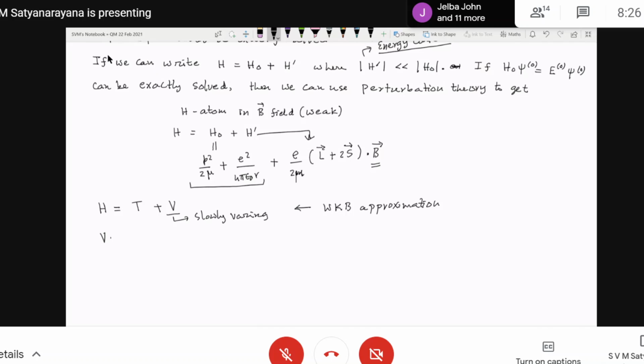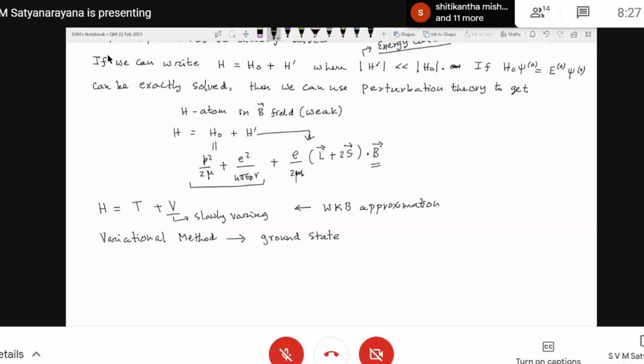So the variational method is, in that sense, a little more general, but you can only use it for determining the ground state. Okay.